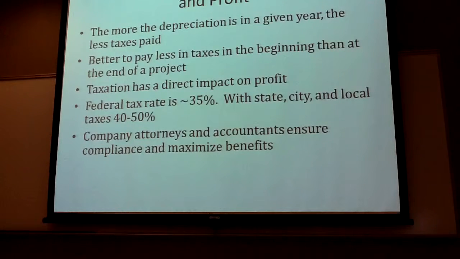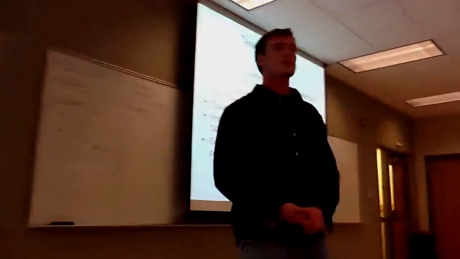This is because, as was spoken earlier, money now is worth more than money in the future due to inflation. And taxation has a direct impact on profit. Today, the federal tax rate is approximately 35% for most businesses. With the accumulation of state, city and local taxes, this usually sums up to about 40 to 50% of earnings. And companies generally have attorneys and accountants to ensure compliance and to maximize the benefits from taxes.